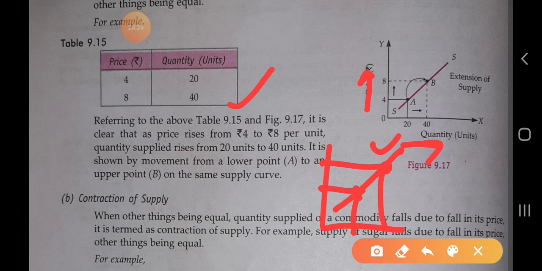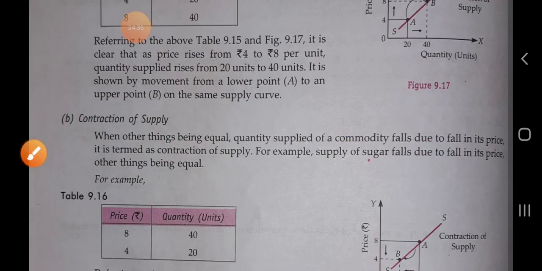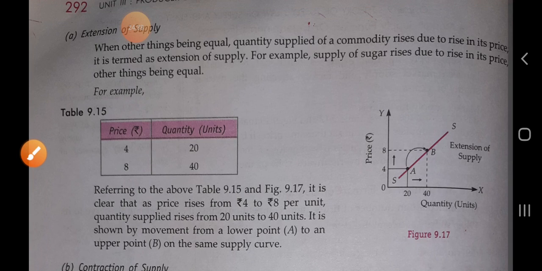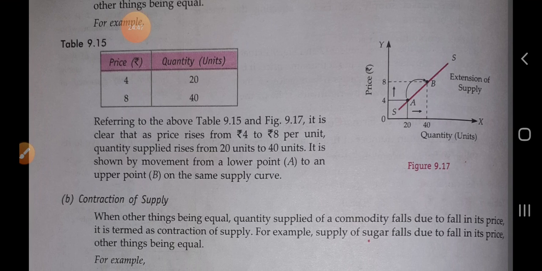Okay, so it is shown here from point A to point B, from lower point to upper point. So it is called the extension of supply. Okay, what is extension of supply? Extension of supply simply means, other things being equal, when the quantity supplied of a commodity rises due to rise in prices.